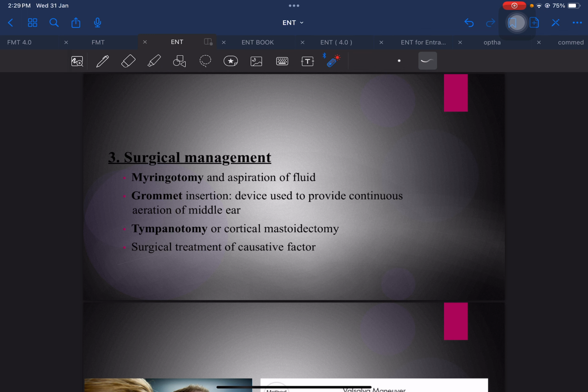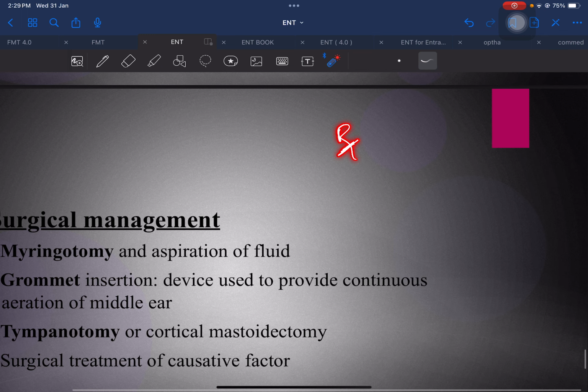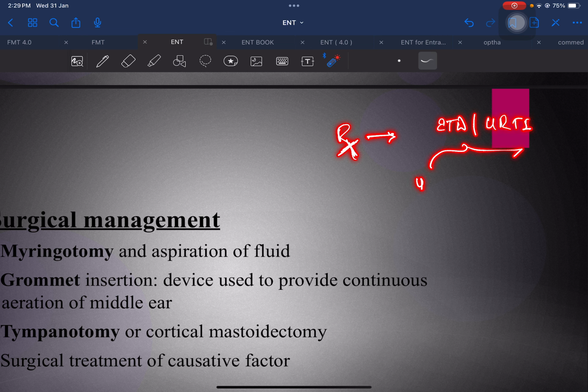So we are clear about the treatment modalities also. In treatment, we see if there is eustachian tube edema or upper respiratory tract infection or not. If not, only general measures can be done. If yes, then we do medical treatment along with general measures. For eustachian tube edema, we provide a decongestant along with an antihistaminic, and for the URTI we provide an antibiotic.